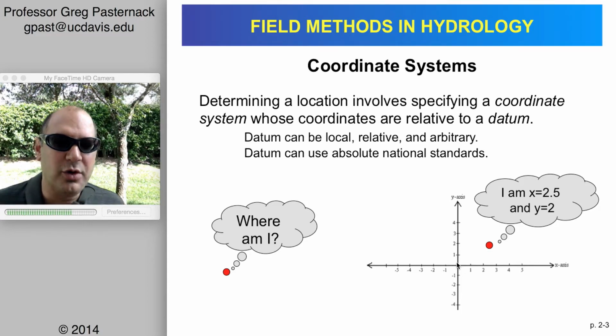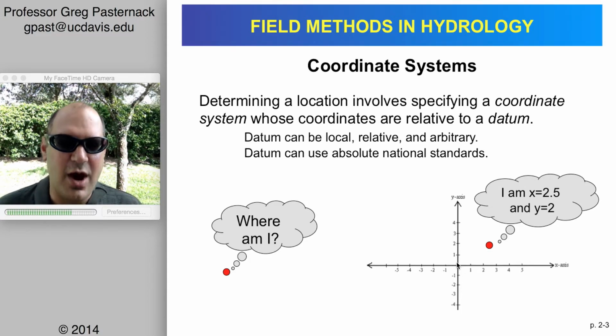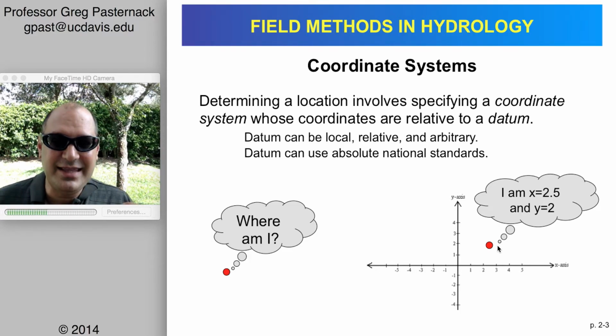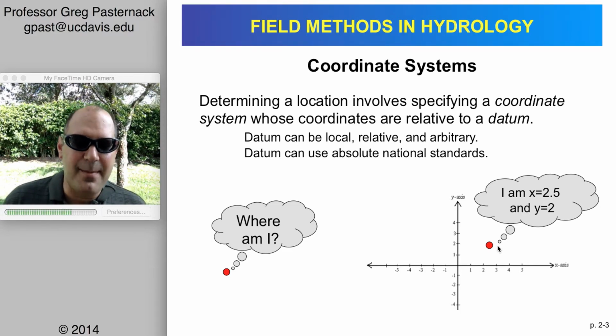Coordinate systems come in a wide variety of types. They could be spherical coordinates, cylindrical coordinates, radial coordinates, or just a simple Cartesian planar, two-dimensional or three-dimensional planar coordinates. So here, for example, I've got the red dot located within this coordinate system. I know its location, 2.5 and 2. Okay, that tells me something really important about that point.